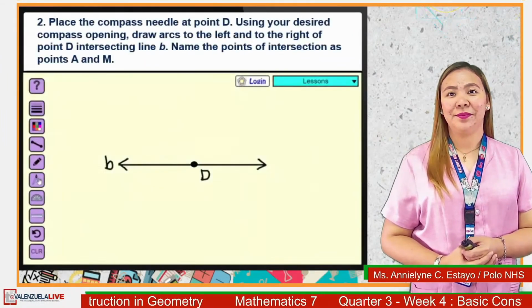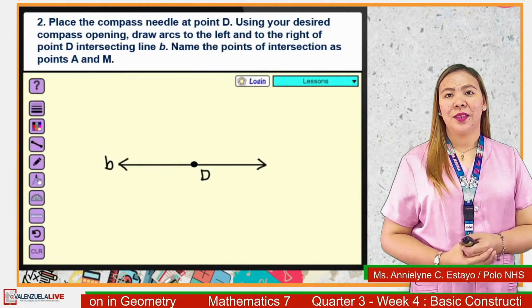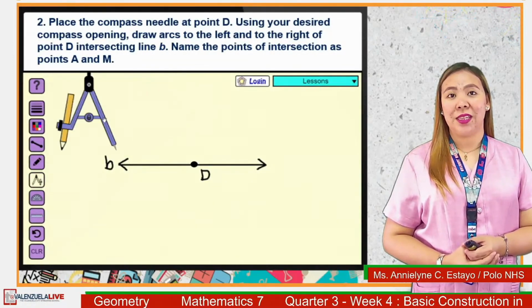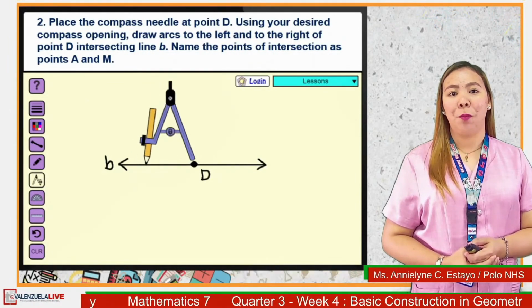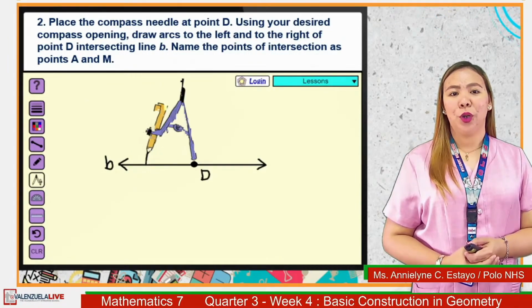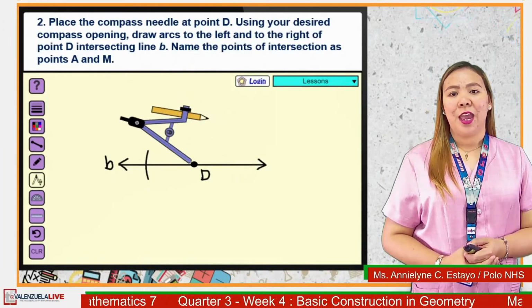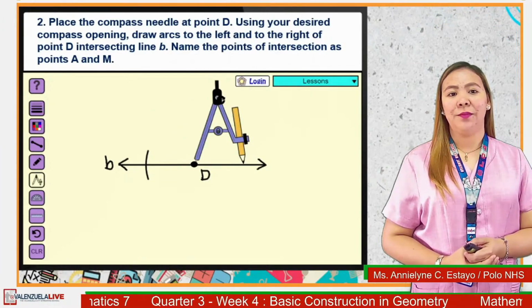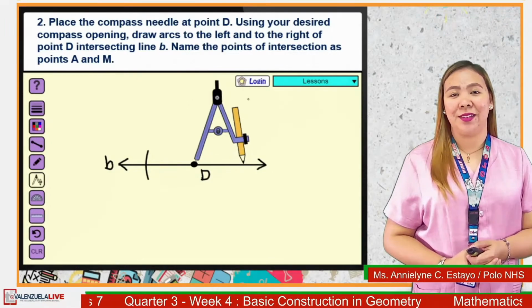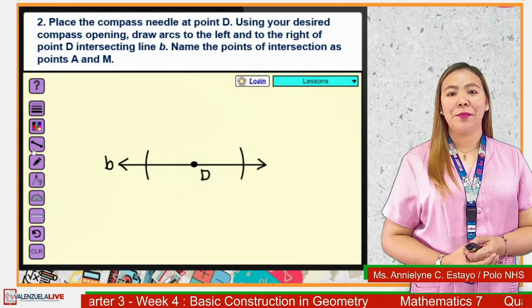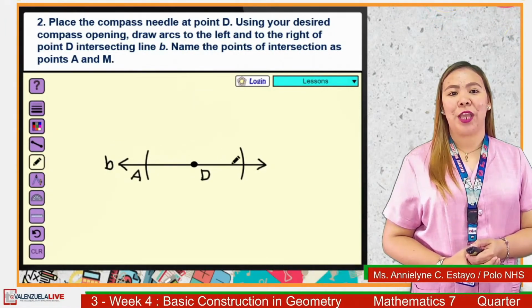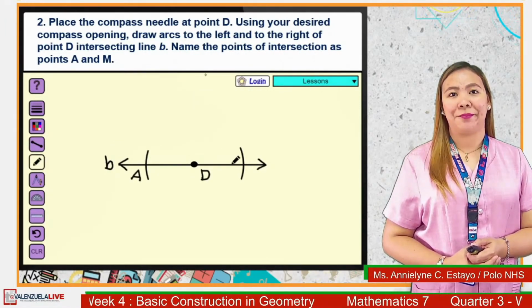Then, place the compass needle at point D. Using your desired compass opening, draw arcs to the left and to the right of point D intersecting line B. Name the points of intersection as points A and M.